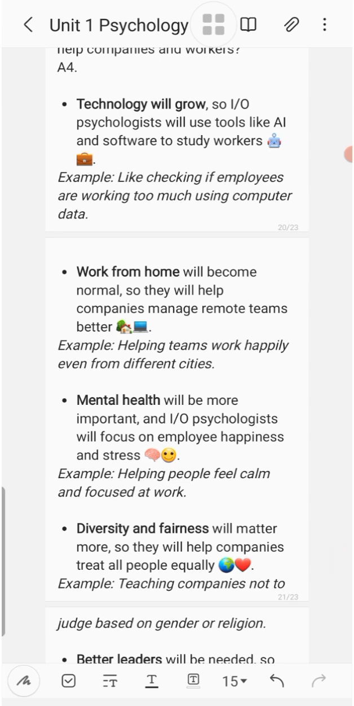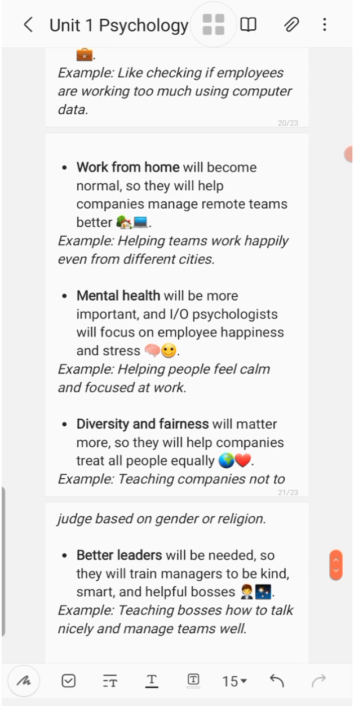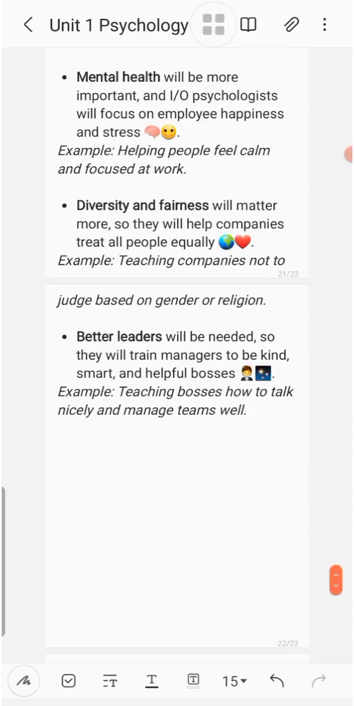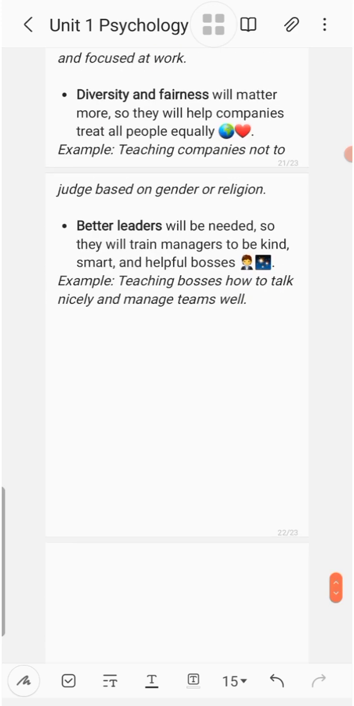Mental health will be more important, and industrial psychologists will focus on employee happiness and stress. Example, helping people feel calm and focused at work. Diversity and fairness will matter more, so they will help companies treat all people equally. Example, teaching companies not to judge based on gender or religion. Better leaders will be needed, so they will train managers to be kind, smart, and helpful bosses. Example, teaching bosses how to talk nicely and manage teams well.